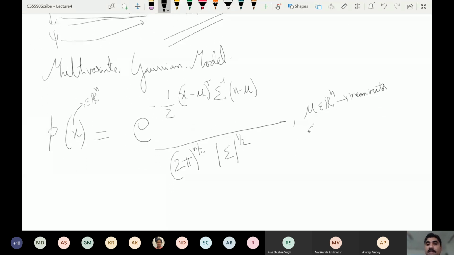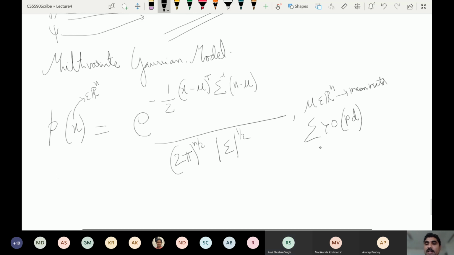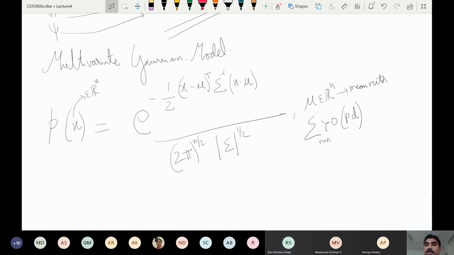Okay, and then sigma is a positive definite matrix. So did I define positive definite matrices in this course? Positive semi-definite I defined. Positive definite also I defined. No, I think it was PSD. Oh, okay. So I'll define shortly. It's an n by n square matrix which is positive definite, and it's called the covariance matrix.